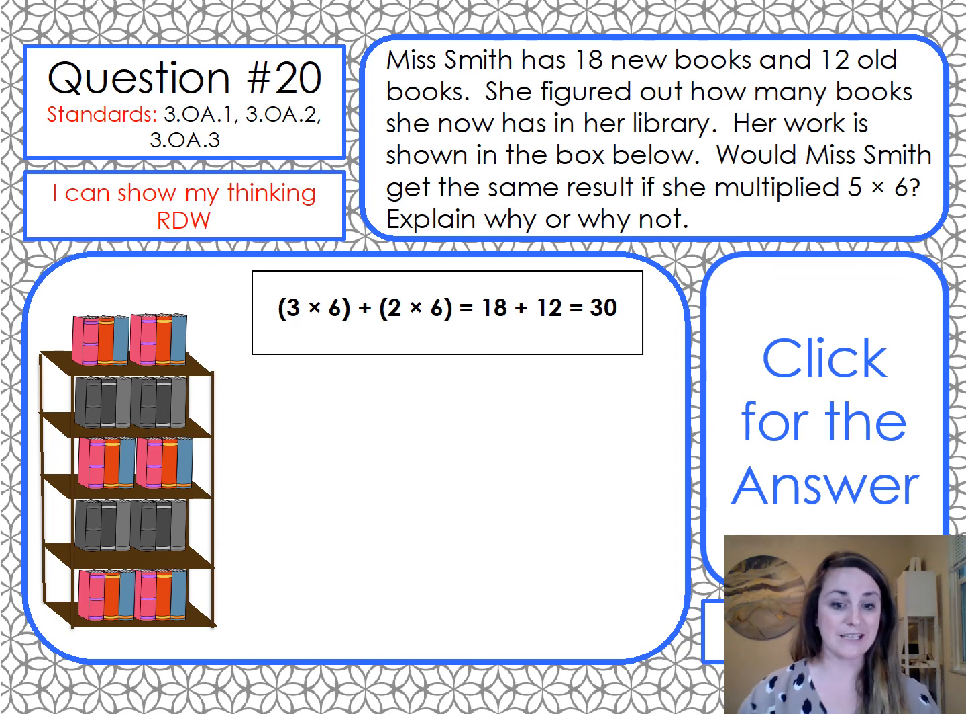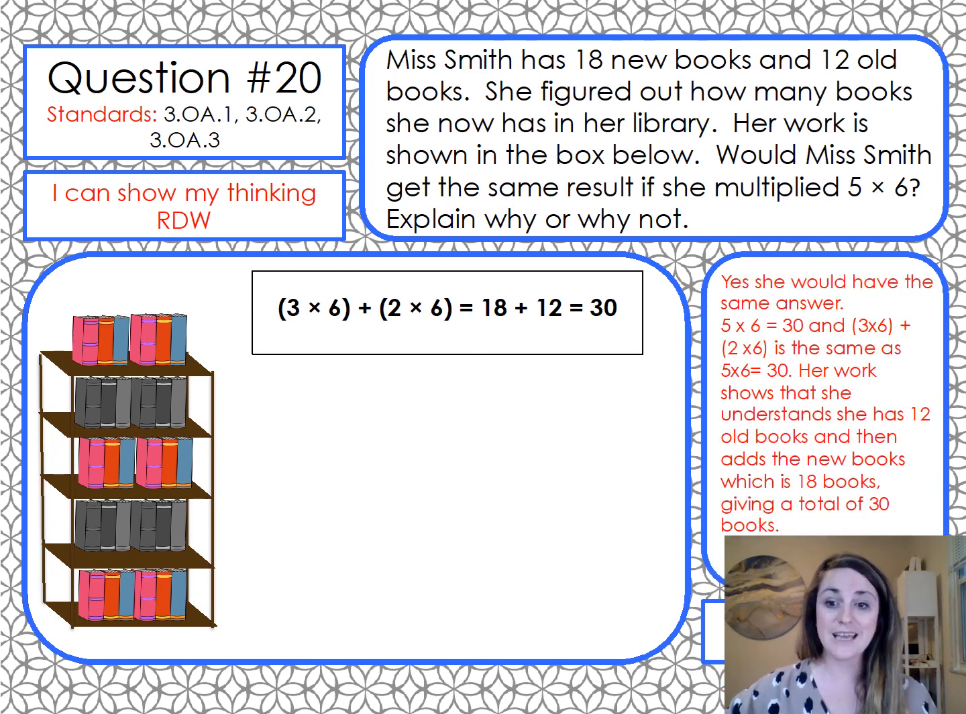The equation says 3 times 6 plus 2 times 6 equals 18 plus 12, which equals 30. Would she have the same work or answer if she multiplied 5 times 6? Yes, she would have the same answer. 5 times 6 is 30, and 3 times 6 plus 2 times 6 is the same as 30. So it's the same as 5 times 6. Her work shows that she understands she has 12 old books and then adds the new books, which is 18 books, giving a total of 30 books.